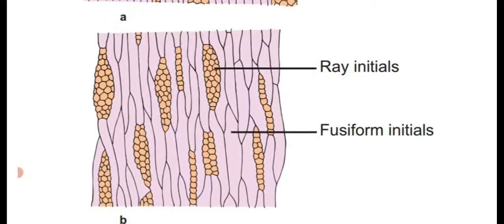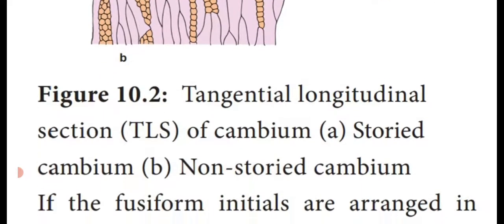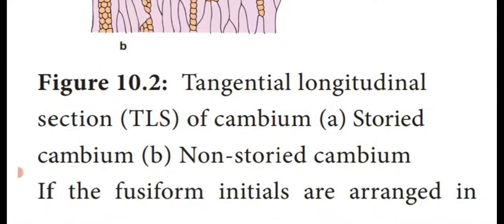But in the second one, the cambial tissues are arranged one above another, not in the form of storeys. So that type of cambium is called non-storied cambium.